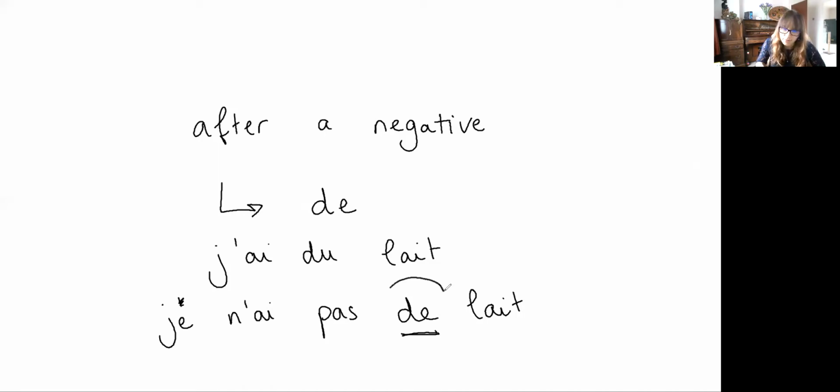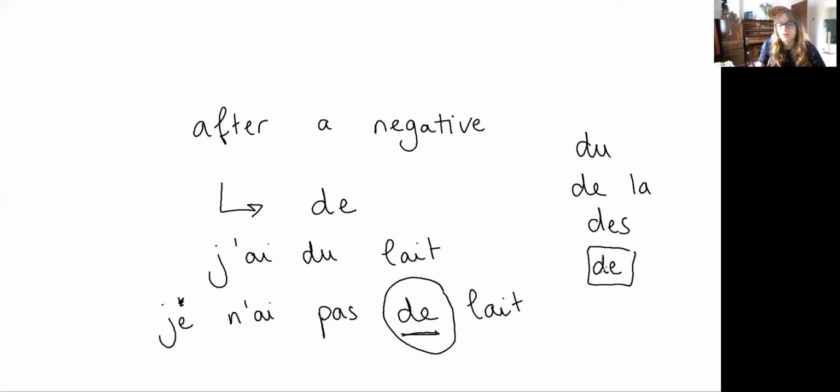Right, so that is the only occasion where you actually use the de, the partitive word, as such, in the negative form. So if you're in the masculine, I just remind you very quickly, you use du, feminine you use de la, plural you use des, and after a negative you will use de, and that is the only time you use it.